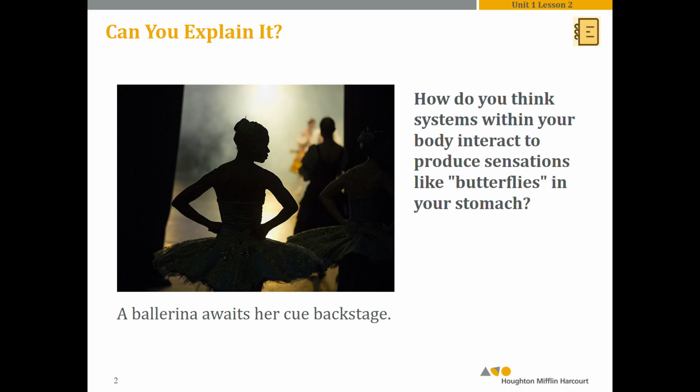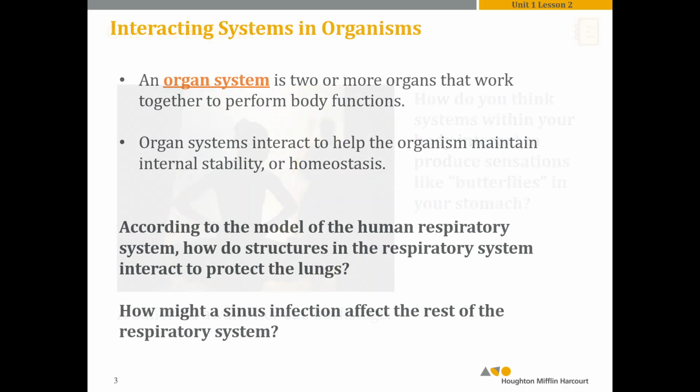So if you look at the question, look at the picture. How do you think the systems within your body interact to produce sensations like butterflies in your stomach? So if we think about the different systems in our body, they perform different functions, and these systems interact with each other. So any feedback, any problem in one system can disturb the functions of the other systems.